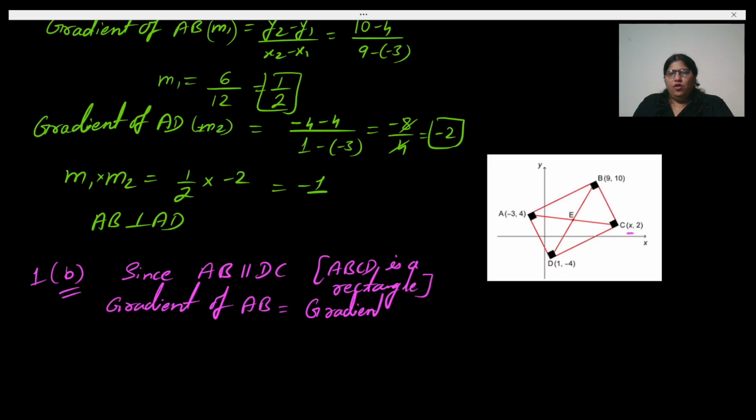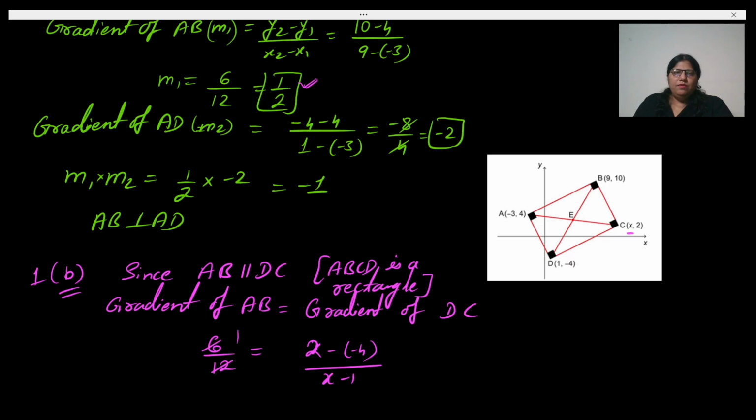Gradient of DC. Now calculate the AB gradient. You have already calculated it as 6 by 12. So you can write down here 6 by 12 equals the DC gradient. You can take it as 2 minus of minus 4 by x minus 1.